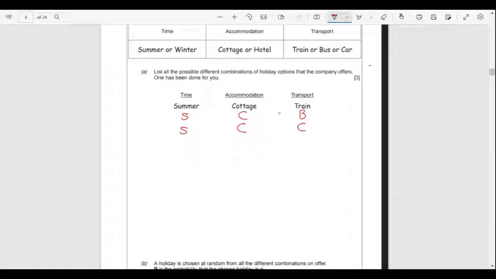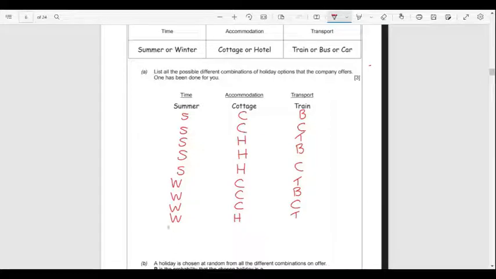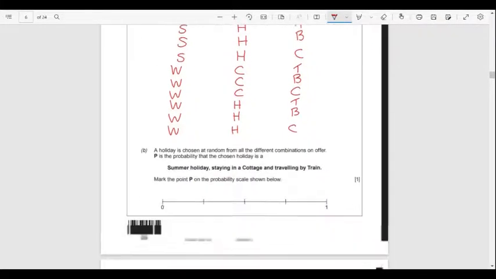Now we've done train, bus, car, so let's change the cottage to a hotel. So summer hotel train, summer hotel bus, summer hotel car. We've exhausted all the accommodation types for summer, so let's go into winter now. Winter cottage train, winter cottage bus, winter cottage car. Those are all the cottages. Last one now, winter hotel train, winter hotel bus, winter hotel car. That is an exhaustive list of all the various options you could have for this holiday.